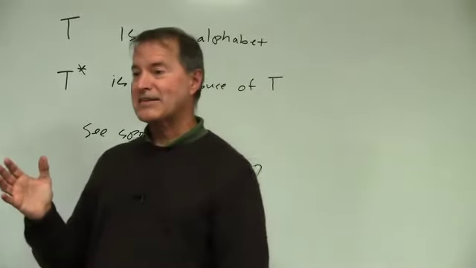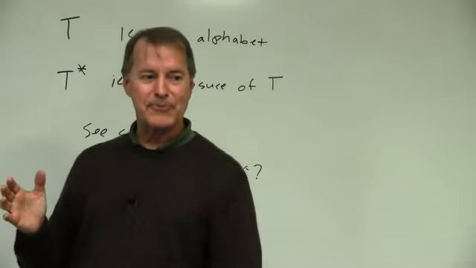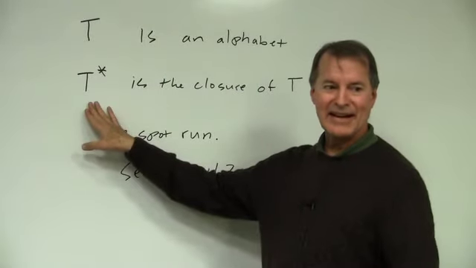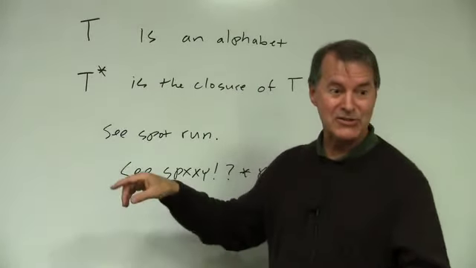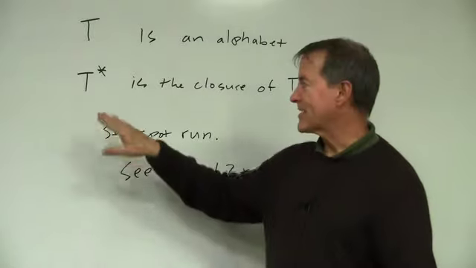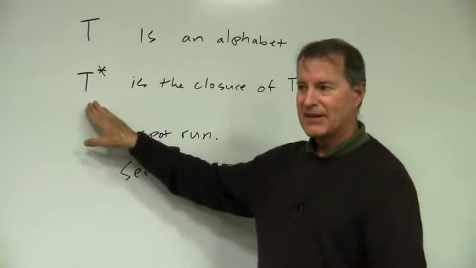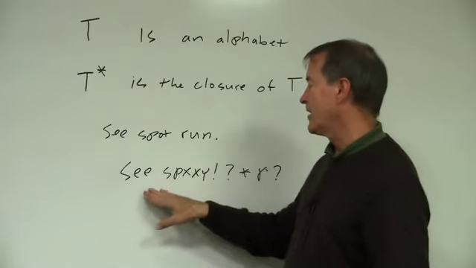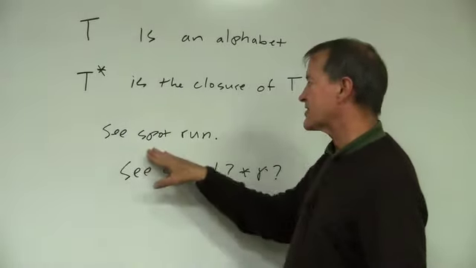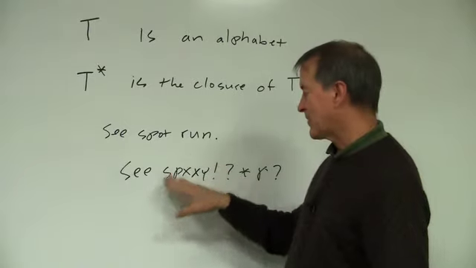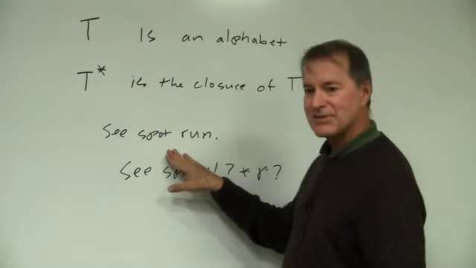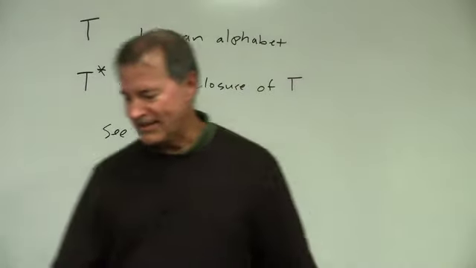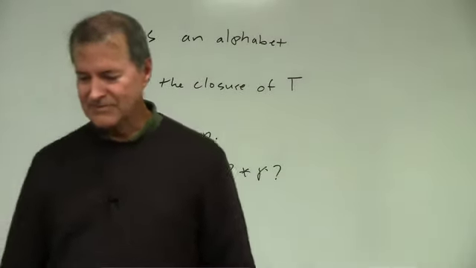But now here's the question. What is a valid sentence in the English language, in terms of this T star? It's a subset. This is in T star, this is in T star, but this one's not in the language, but this one is. So language is a subset of the closure.